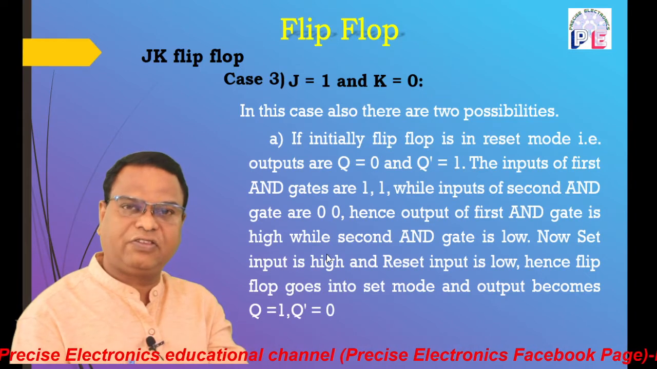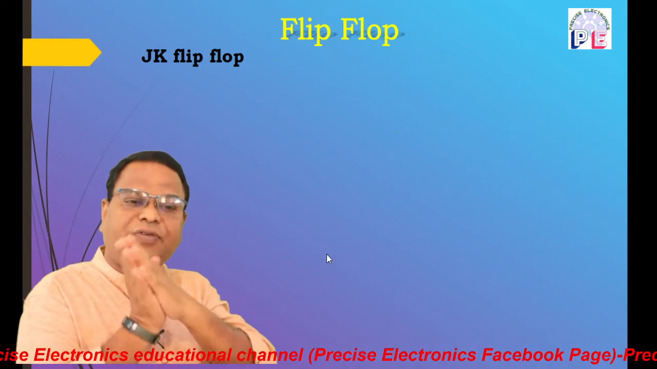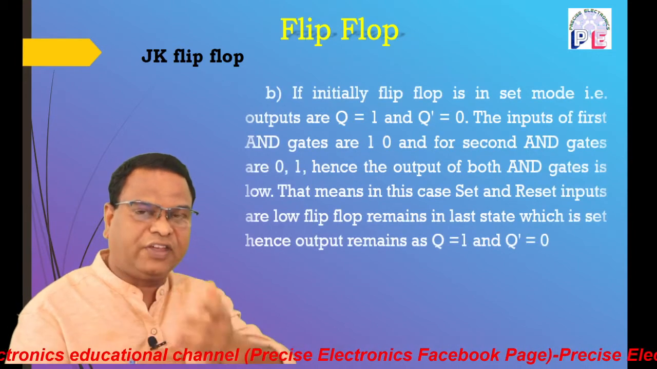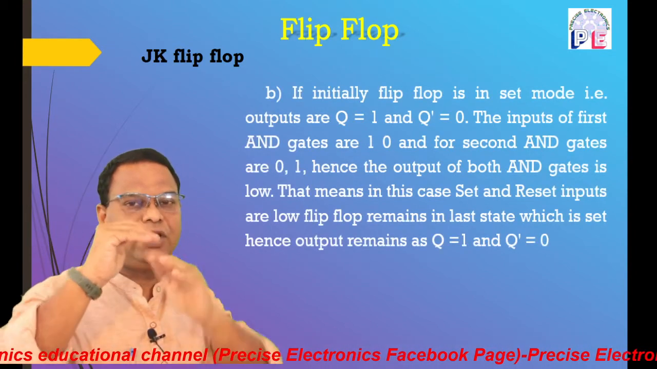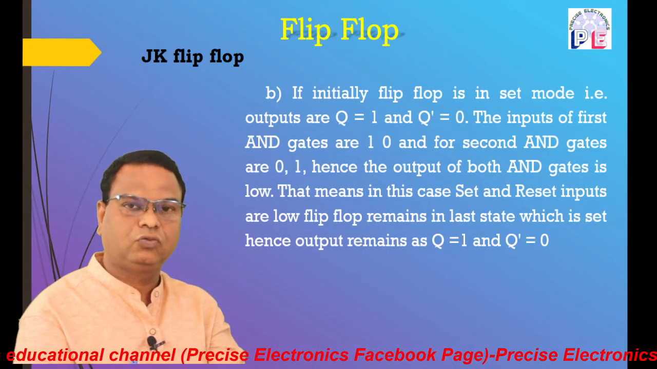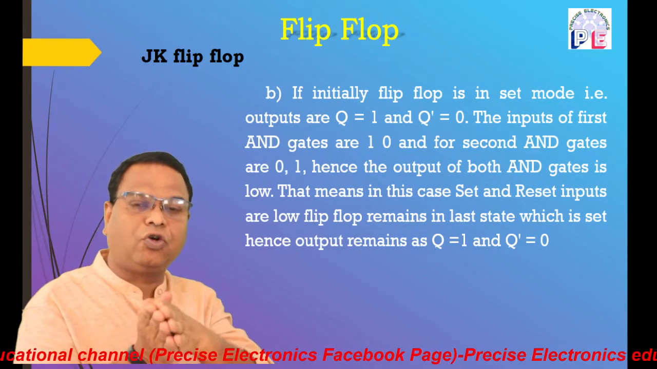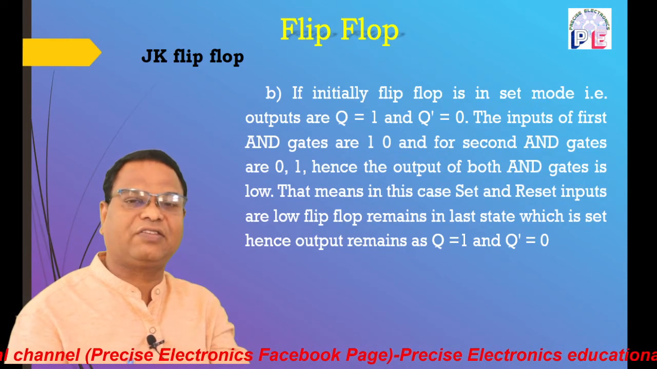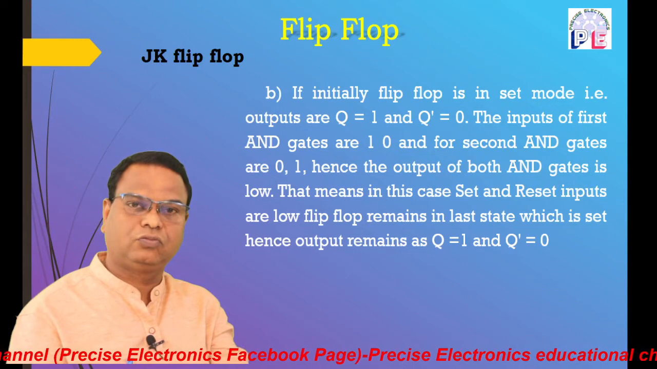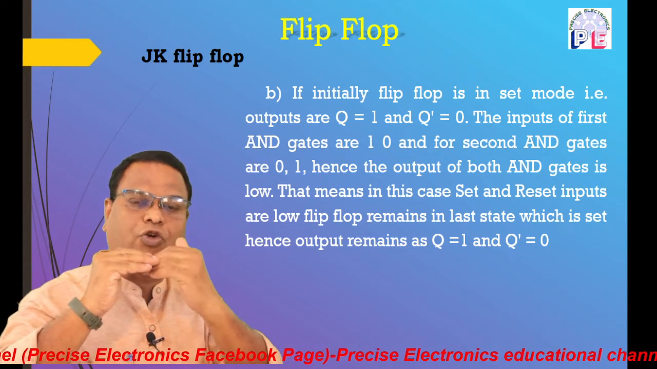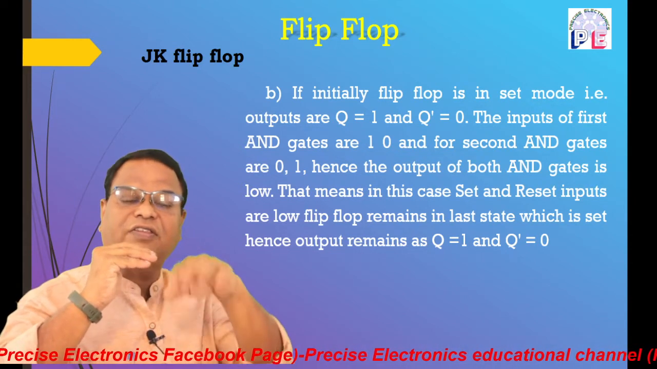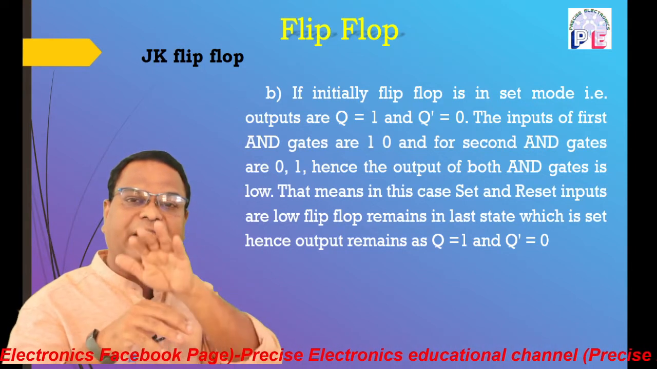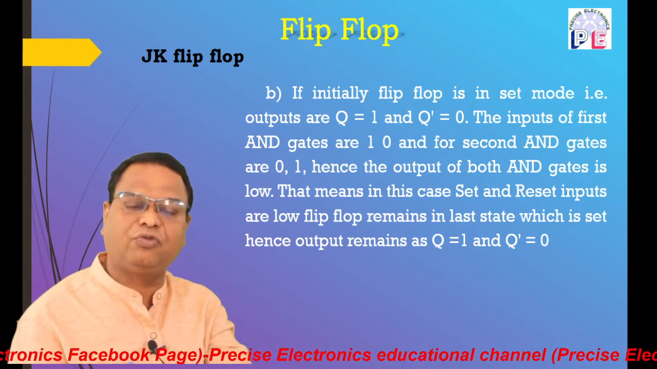Now the second possibility is if initially the flip-flop is in set mode. The outputs are Q is equal to 1 and Q complement is 0. So the inputs for the upper AND gate are 0, 1 while the lower AND gate inputs are 1, 0. The inputs for the upper AND gate are 0, 1 because the flip-flop is in set mode, so Q complement is applied to the upper AND gate.